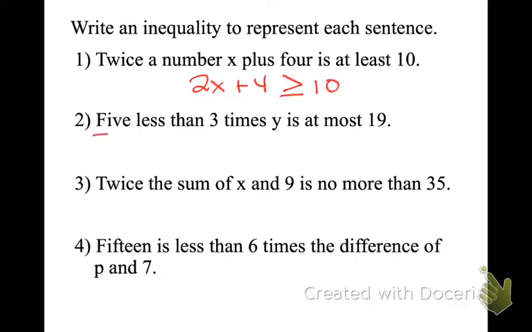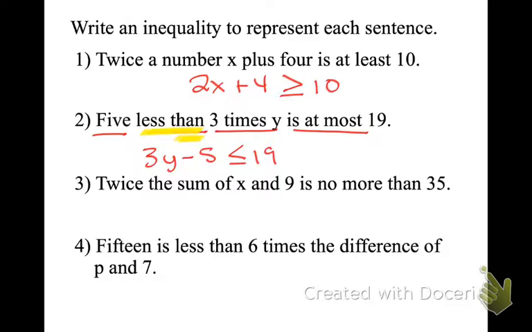Okay, 5 less than 3 times Y. Vic? I got 5 minus 3Y is less than or equal to. Okay, one more time, Vic. 5 less than, and it has the word than there. Oh. So 3Y minus 5 is at most. Less than or equal to 19. Perfect. So we're kind of mixing it all up.